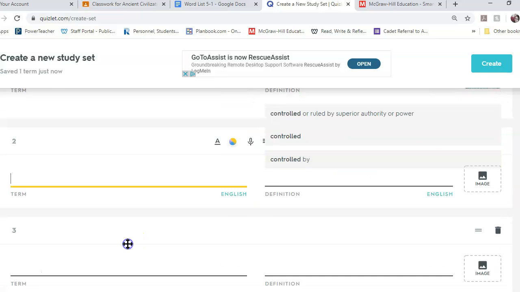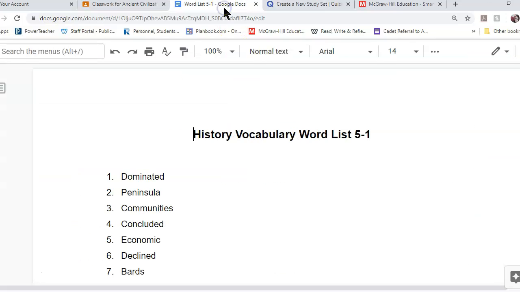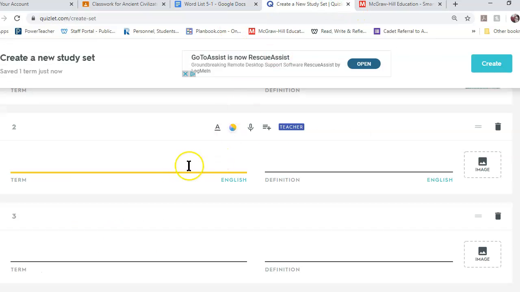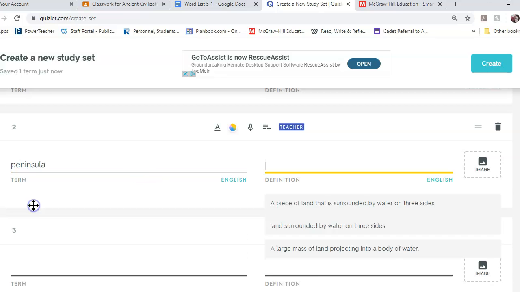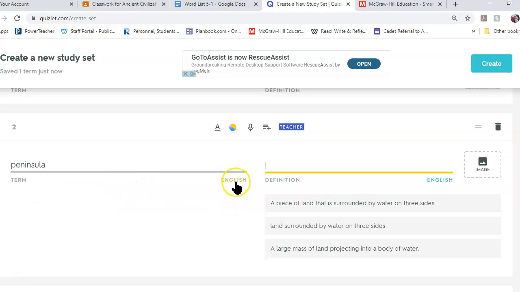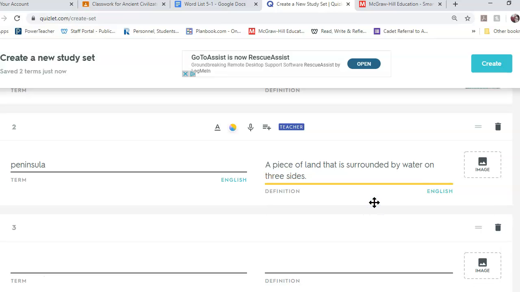Then I go on to my next word. And my next word is peninsula. So I'm going to go ahead and type that out. Peninsula. Okay. And you'll see it's already chosen English for me. English. And it says a piece of land surrounded by water on three sides. That is correct. I'm going to go ahead and choose that.